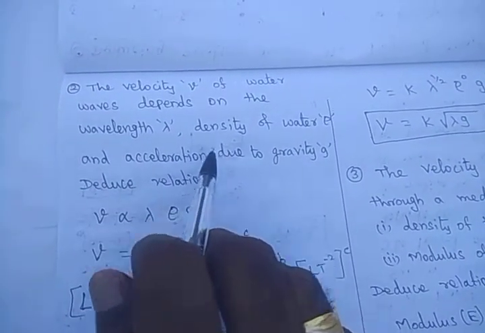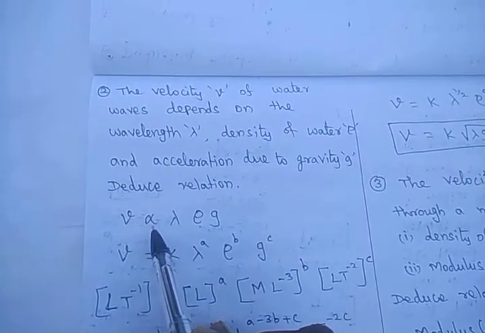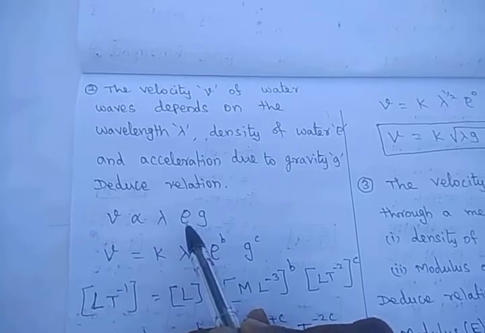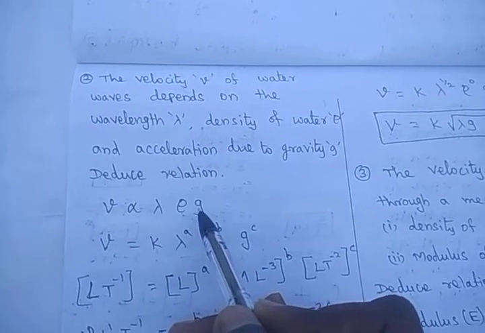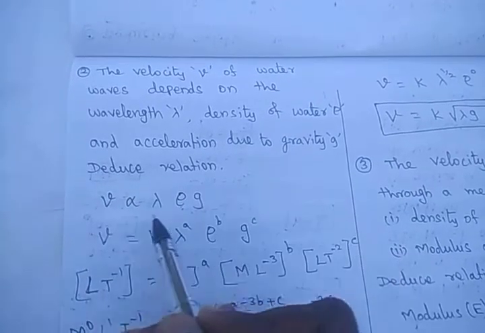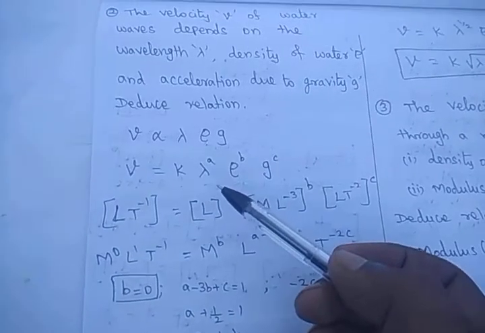Then the density of the water and acceleration due to gravity. So velocity is directly proportional to wavelength, the density of water, and the acceleration due to gravity of the earth. So we have to deduce the relation between these physical quantities. So what is the first step?